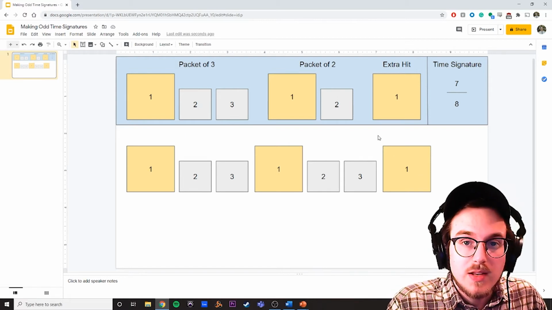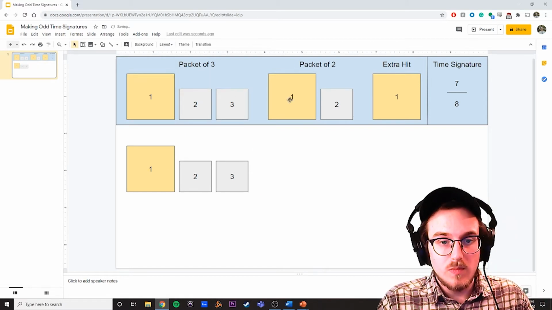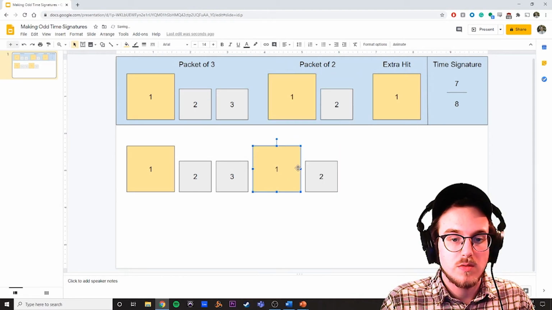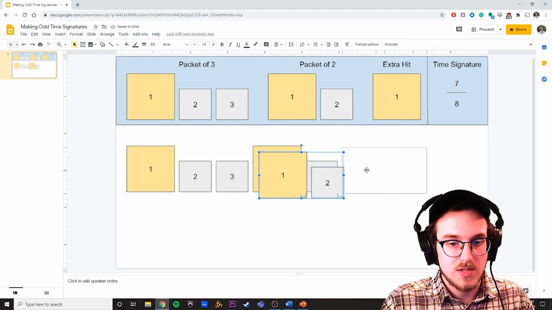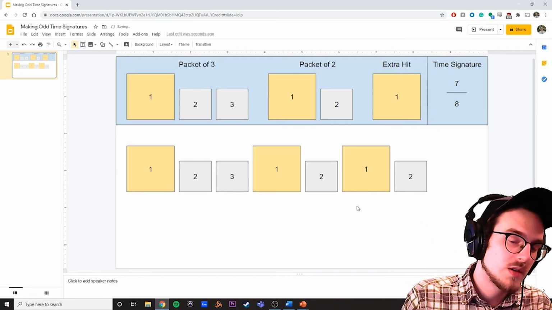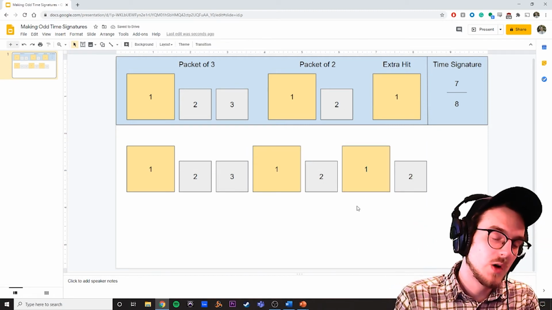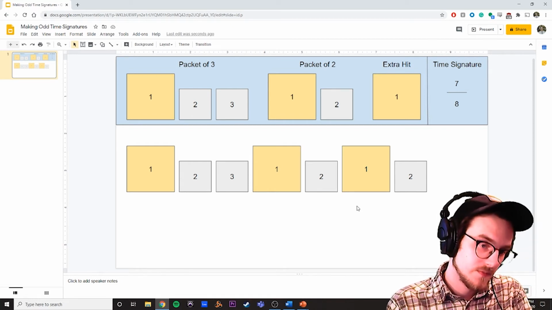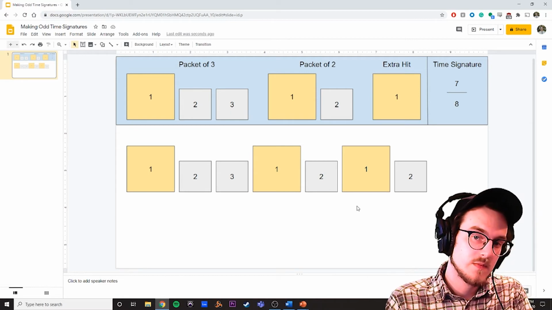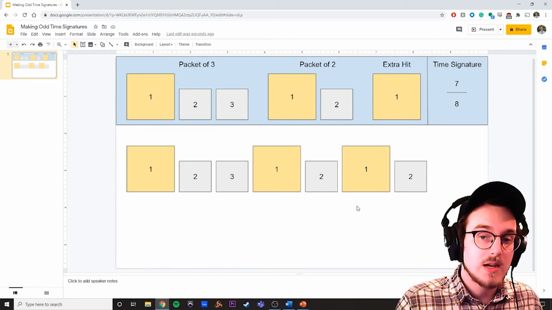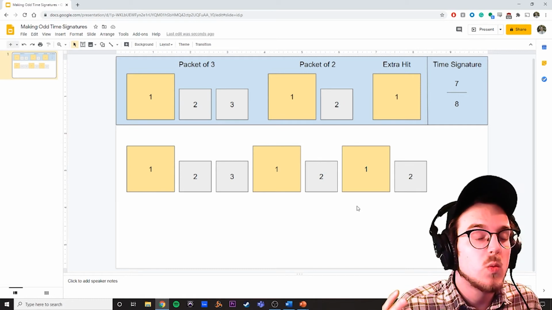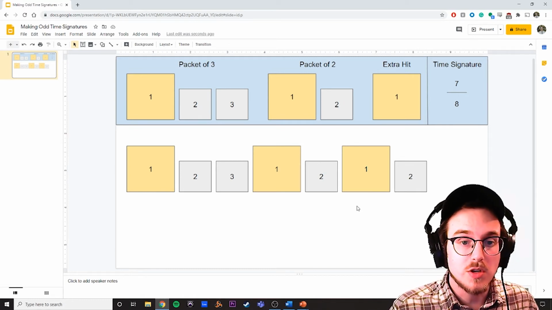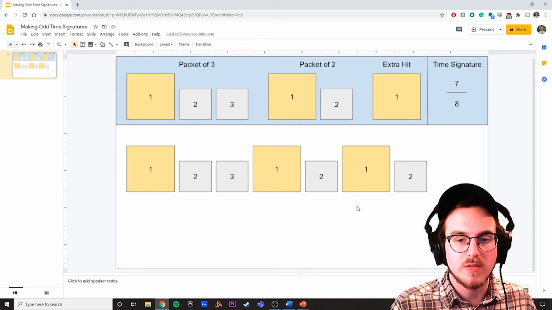Now that's not the only way we could get to 7. We could get to 7 by going 3 and 2 and 2. So what does that sound like? That would be 1, 2, 3, 4, 5, 6, 7, 1, 2, 3, 4, 5, 6, 7, 1, 2. So that could also be a 7/8 groove. Either of those work. You just have to make sure that you're communicating that to other musicians you're playing with, or else this is going to be a point of confusion.